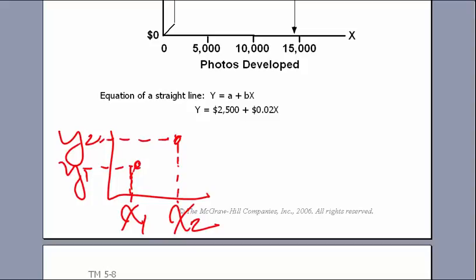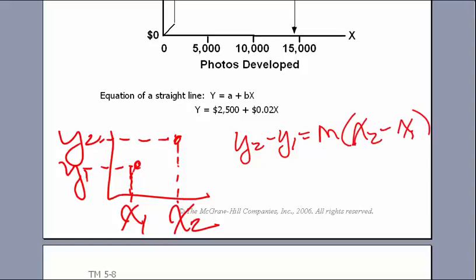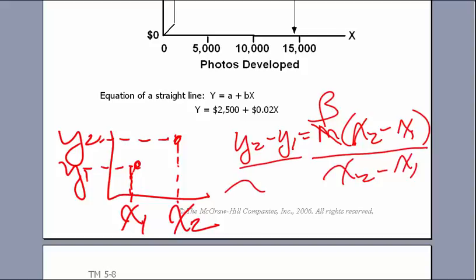So you learned this in your mathematics that you had in school, that you probably learned it as y2 minus y1 equals m times x2 minus x1. That is the 2-point formula, and what we're going to use instead of m is use beta. And then if we divide both sides by x2 minus x1, then ultimately what you get is beta is the change in y over the change in x.